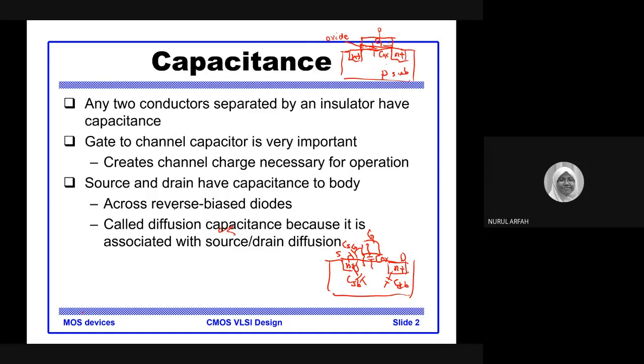Okay, so for this part, across the PN, we know that this is the P substrate with the N well here. They will have what we call a reverse bias diode, right? And it is called diffusion capacitance because it is associated with the source drain diffusion.